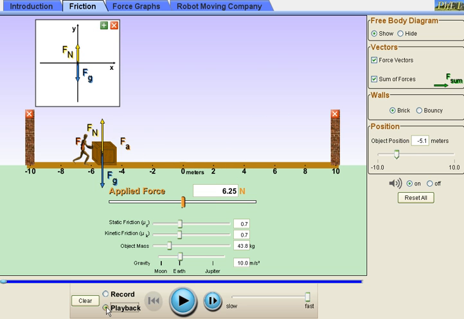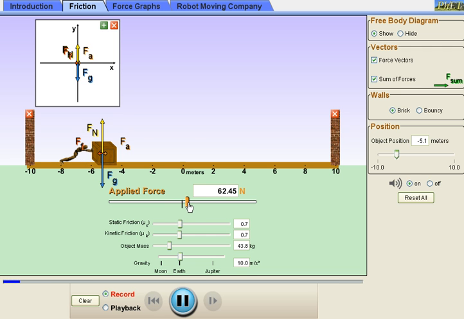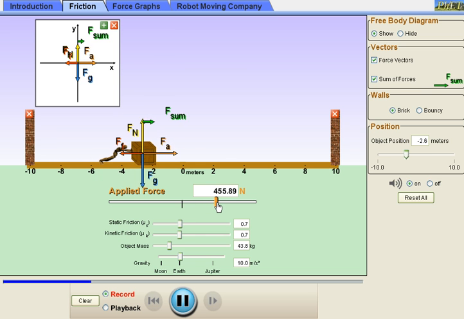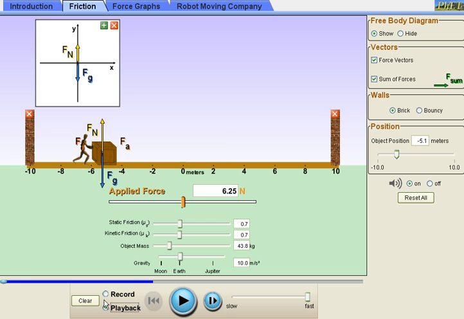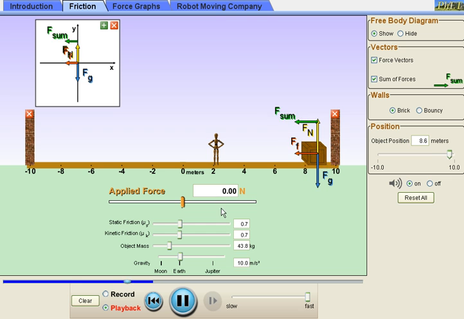There's also a playback function at the bottom of this simulation, and if I clear this, as soon as I apply a force, you can start to see that the system starts to record. I'll get my F-sum force, accelerated, moves to the right. If I play back this function, you can see that I can therefore look at force values I may have missed, or look at the free body diagram in more detail.